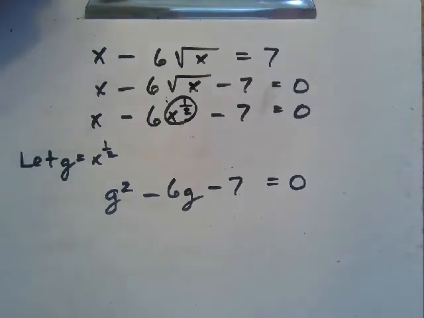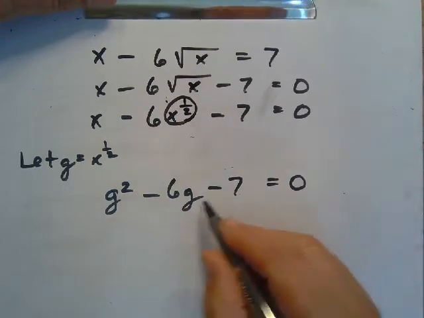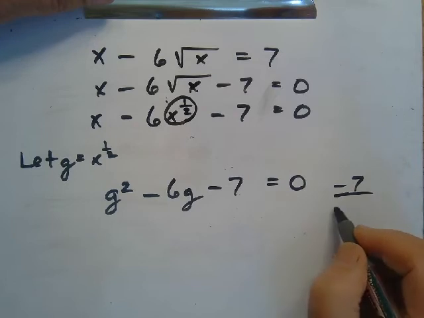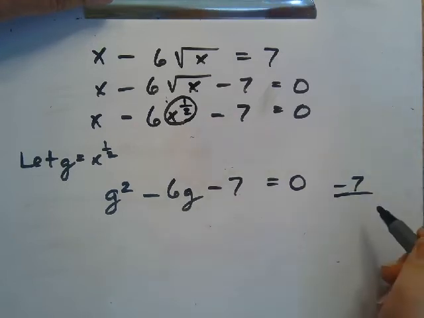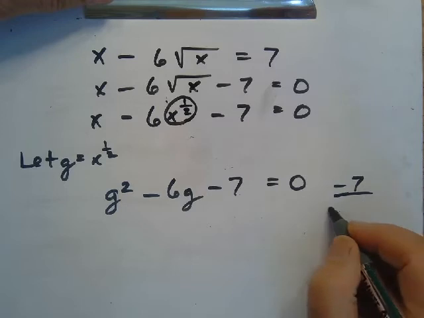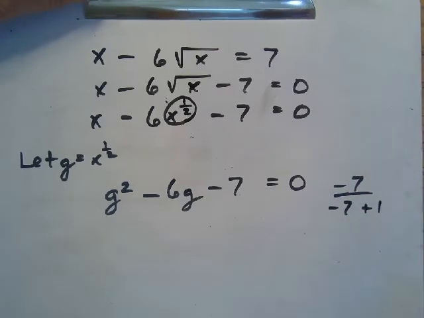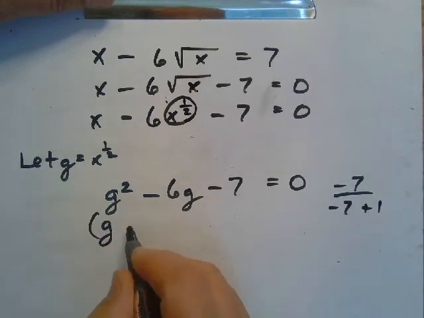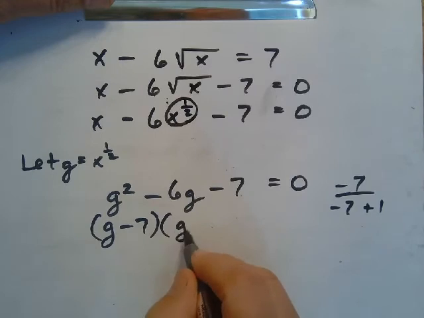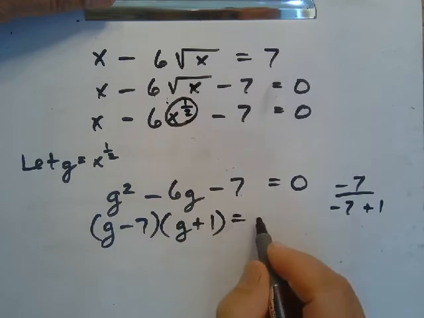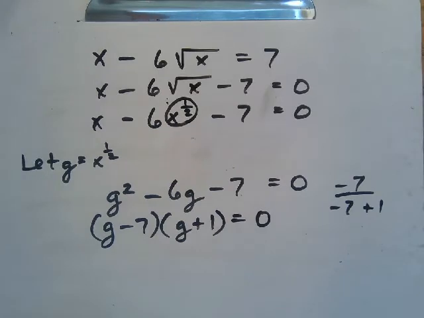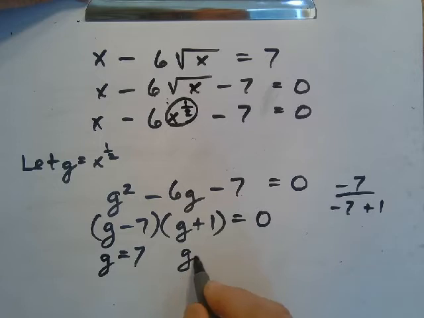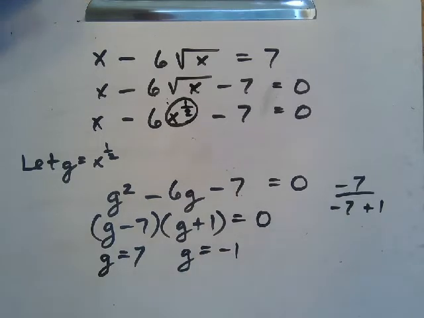Okay? The square root of x squared is x. Okay? So what are the factors of this? Well, the factors that give me -7 when I multiply and -6 when I add, that would be a -7 and a +1. So let's rewrite. I'm just going to jump to the end on this. (g minus 7)(g plus 1), and there's the factored version of that quadratic. And when we solve this using the zero product property, g is 7 and g is -1.